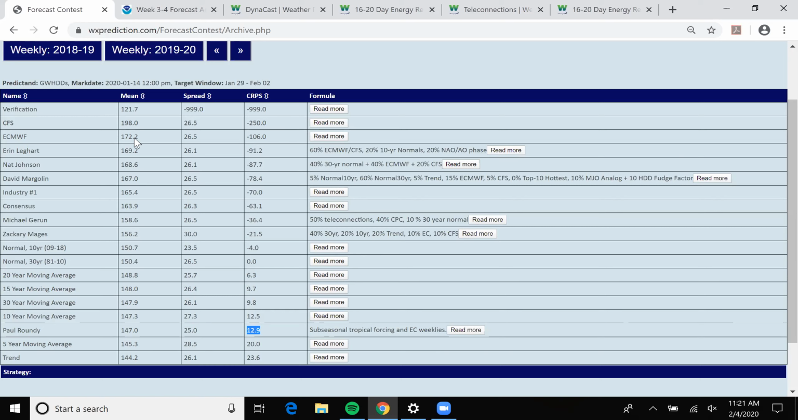Verification came in at 121.7. So even though Dr. Roundy at the University at Albany had a positive CRPS score, he was still off by 26 HDDs. Something I noticed and wanted to discuss: we took a week off around Christmas, and then a week off around New Year's, and then we've had 2 verified forecasts since. Basically all of them have been warm, anywhere between 20 to 30 HDDs warmer than all of our verified forecasts. So it's been a really warm start to the year.